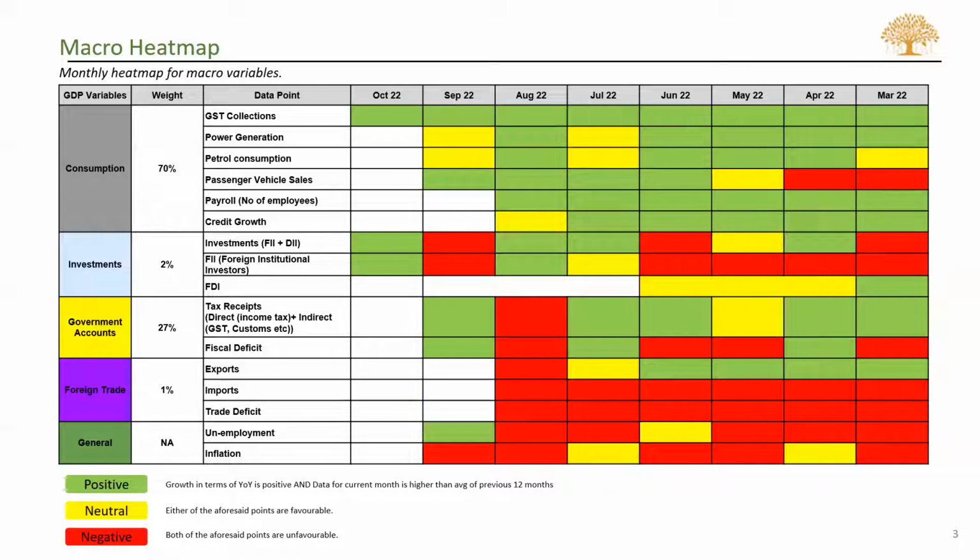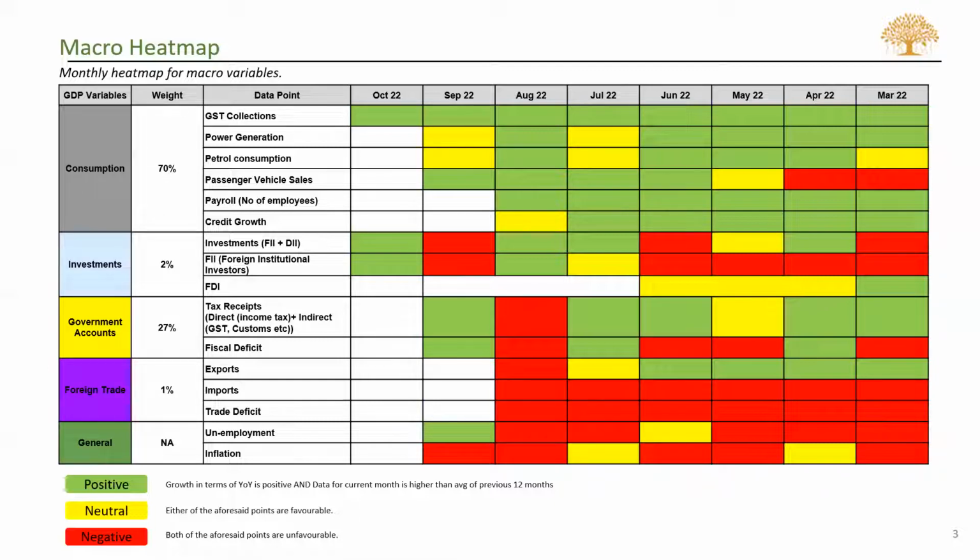We'll focus really on consumption because that's 70% of our GDP. What you're seeing over here is that most of the cells from March to October are all positive and in green. We're seeing a slight change over the last 2 months where it's turning yellow. What that really tells you is that we are still growing, but the rate of growth is slowing down.